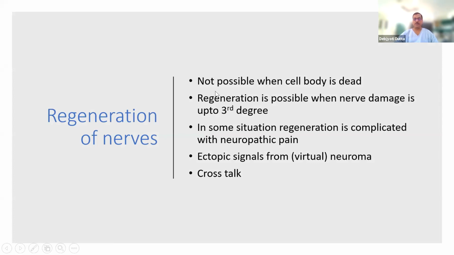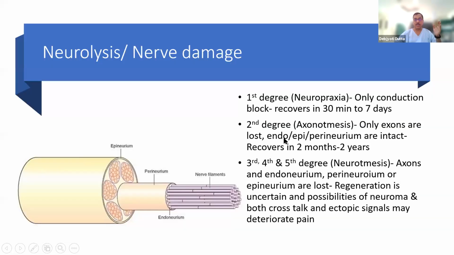Regeneration of the nerve. This is very important. I'll be discussing that when I talk about the next class. So regeneration is not possible when the nerve cell body is dead. And second, regeneration is possible up to the 2nd degree. 3rd degree also regeneration is possible with some faulty regeneration. And in 4th degree, 5th degree, regeneration is difficult. So I'll be coming to this in detail.